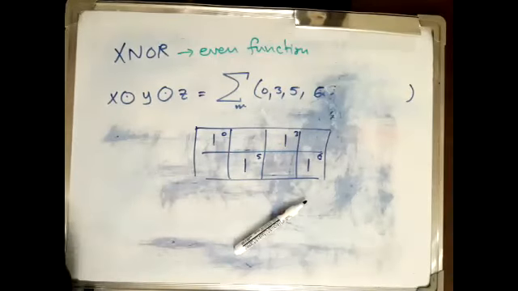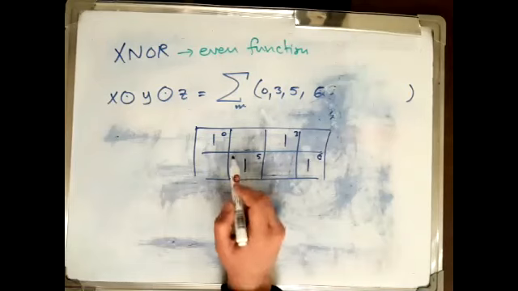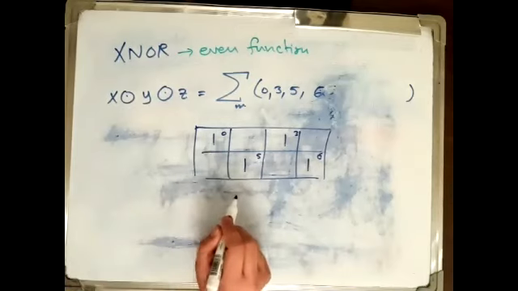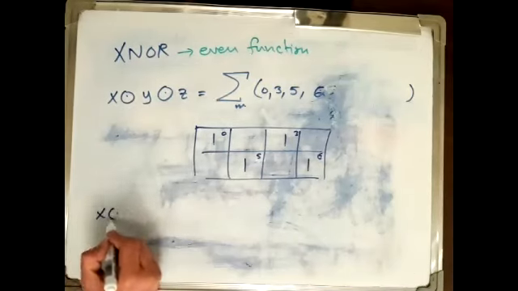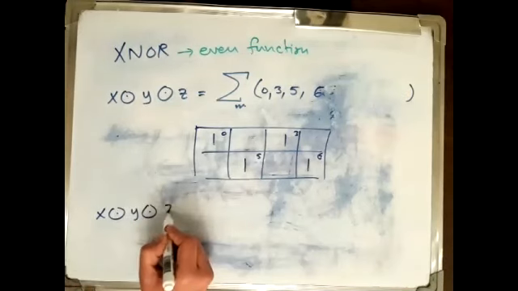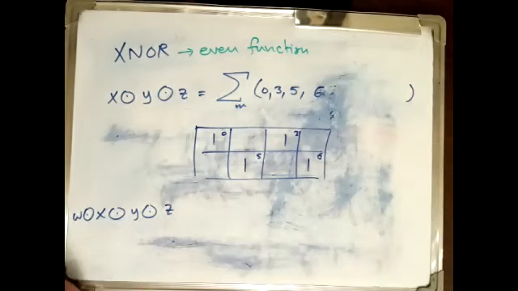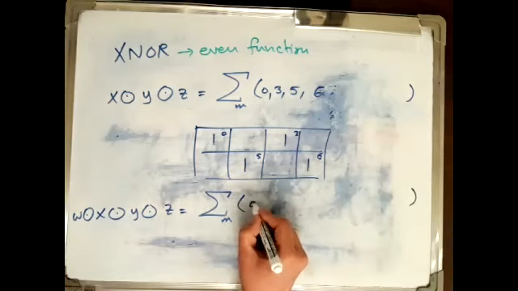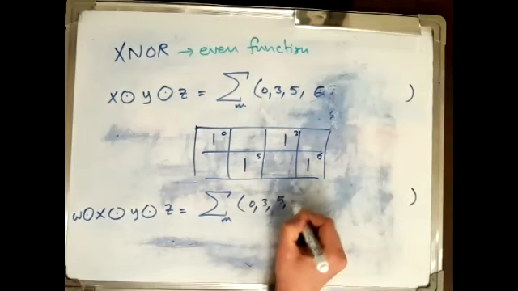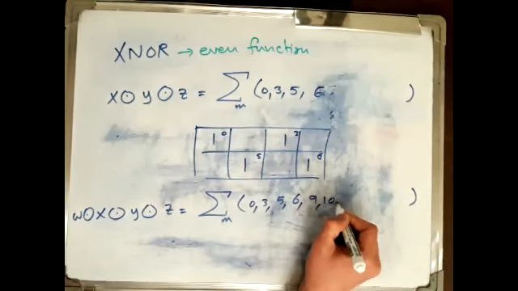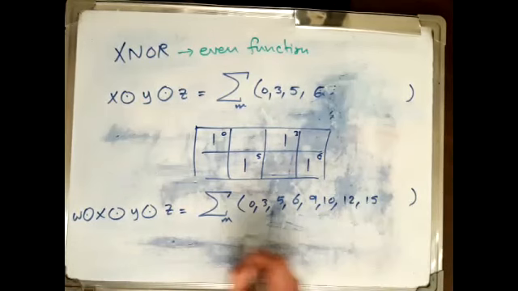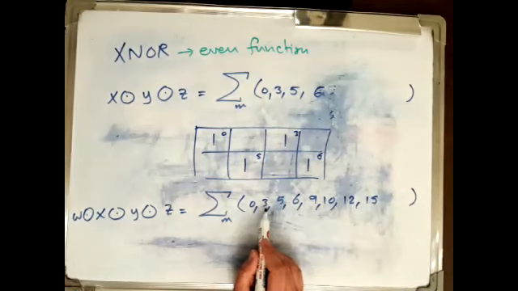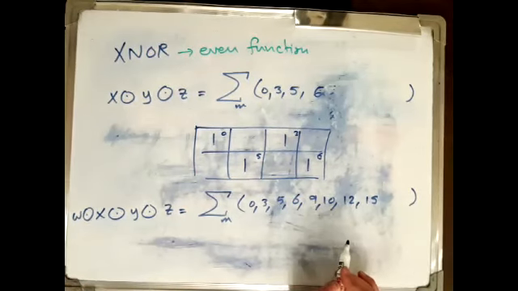Okay, so these are the minterms of the XNOR. How about the minterms for four-input XNOR? There will be a sum of minterms: 0, 3, 5, 6, 9, 10, 12, and 15. Right? Because all of these values have an even number of ones in their binary representation.